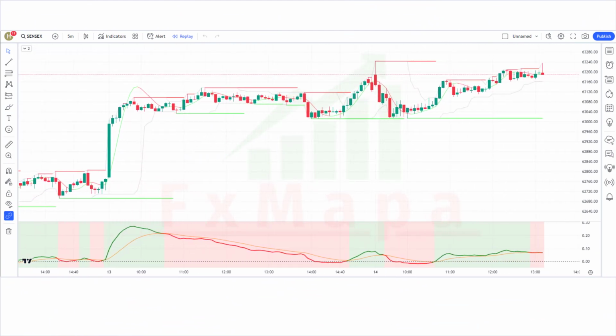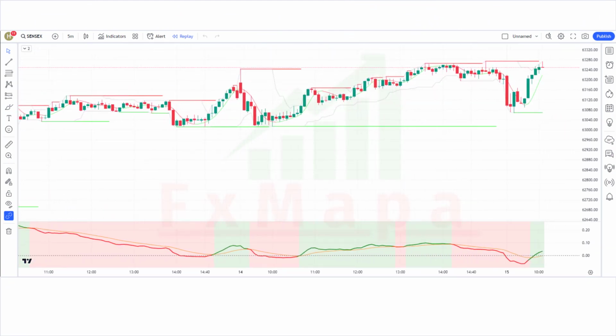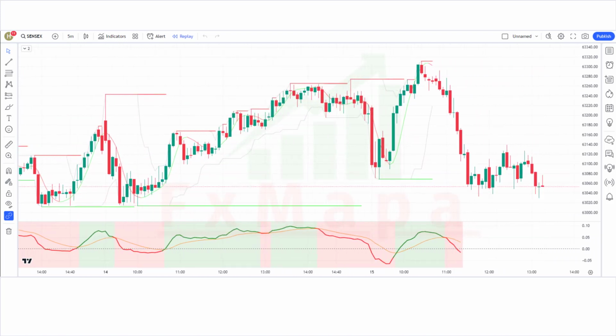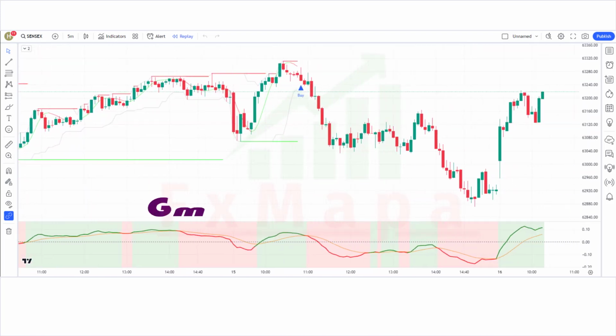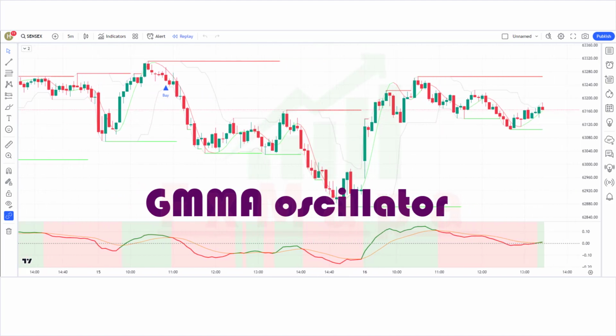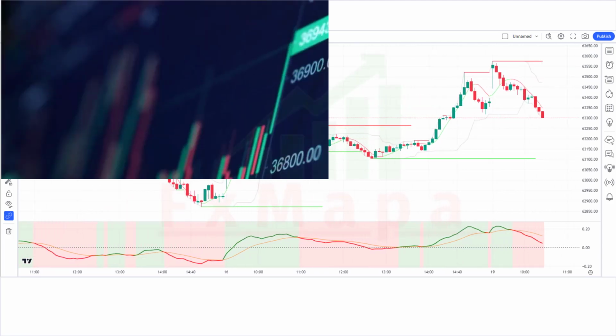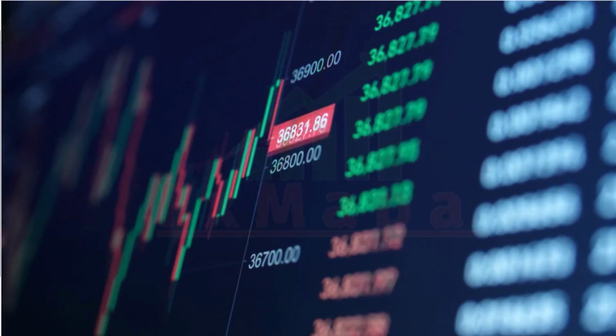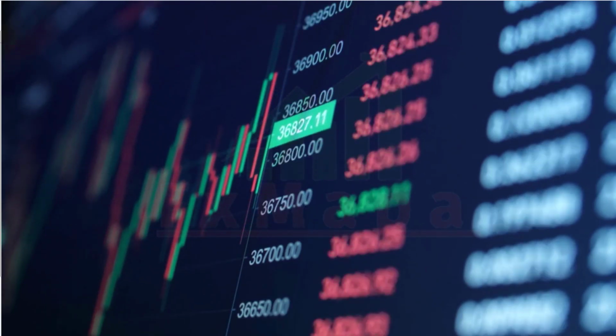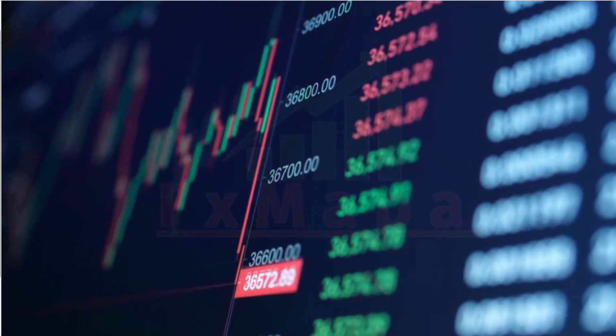However, there actually is an improved version, the GMMA oscillator indicator, that also takes market volatility into consideration. This indicator is called GMMA oscillator. In this video we're going to explore what this indicator is and how we can use it to spot super profitable trades in the market.